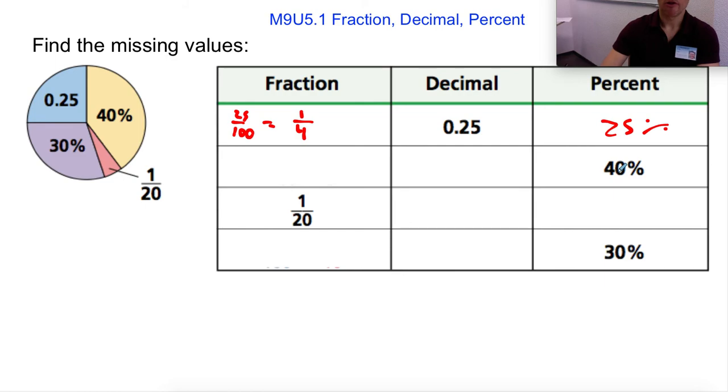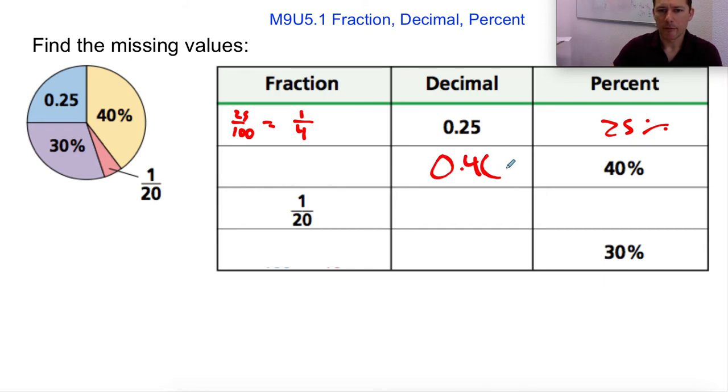Okay, so 40 as a decimal is 0.40. We move this decimal place 1, 2. You can call this 40%, so 40 over 100. Get rid of a 0, so 4 over 10 is 2 over 5. Great.